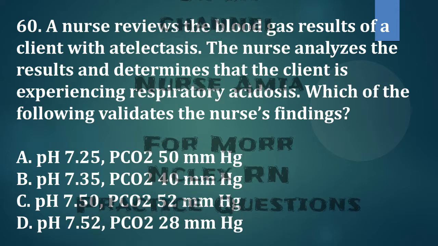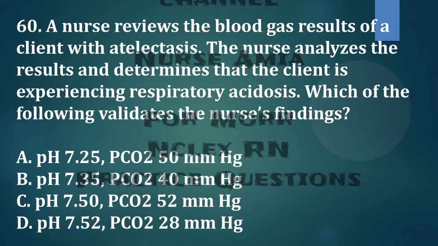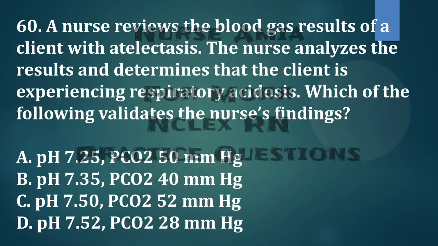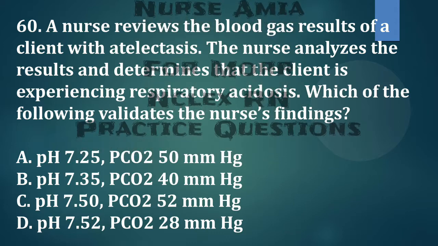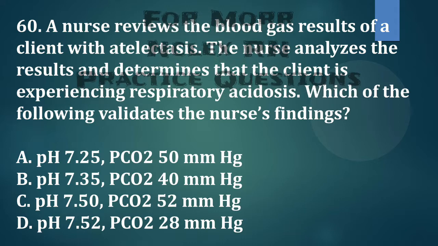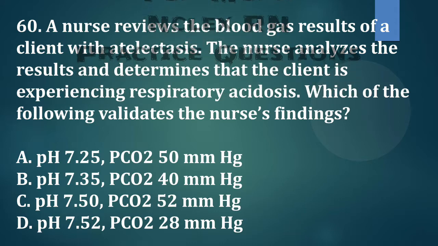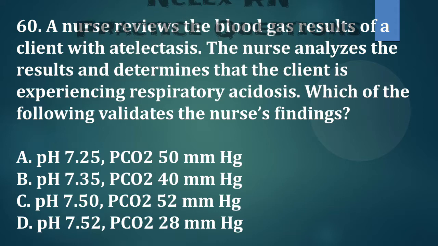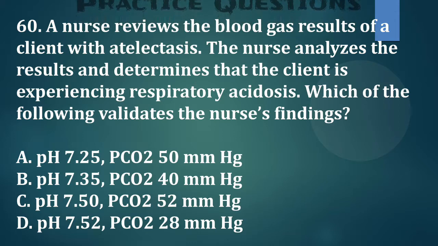A. pH 7.25, PCO2 50 mm of mercury. B. pH 7.35, PCO2 40 mm of mercury. C. pH 7.50, PCO2 52 mm of mercury. D. pH 7.52, PCO2 28 mm of mercury.